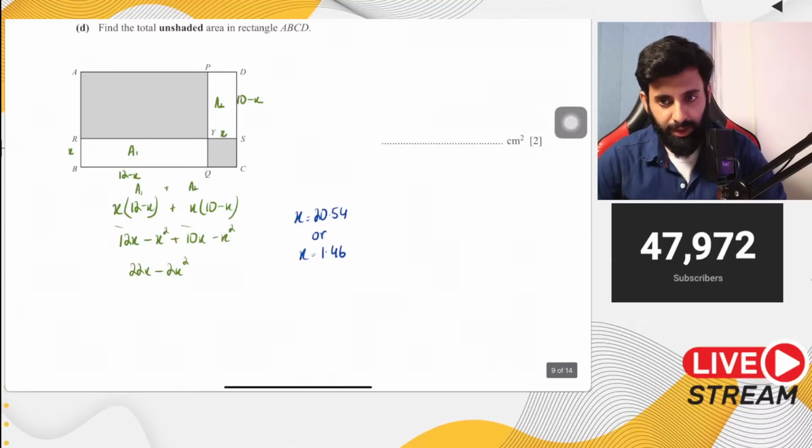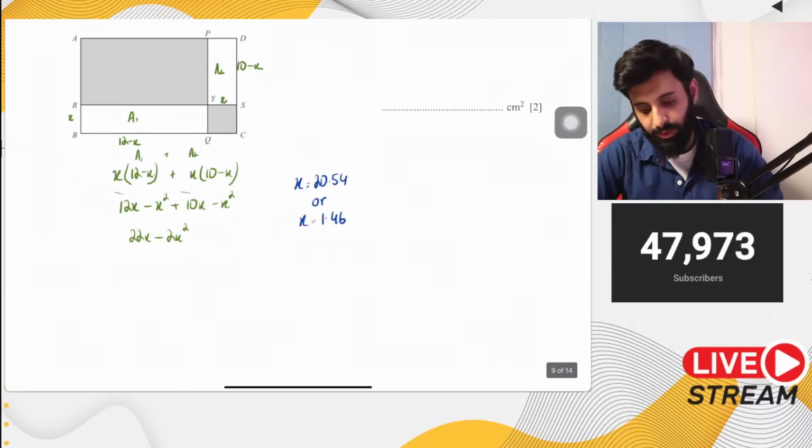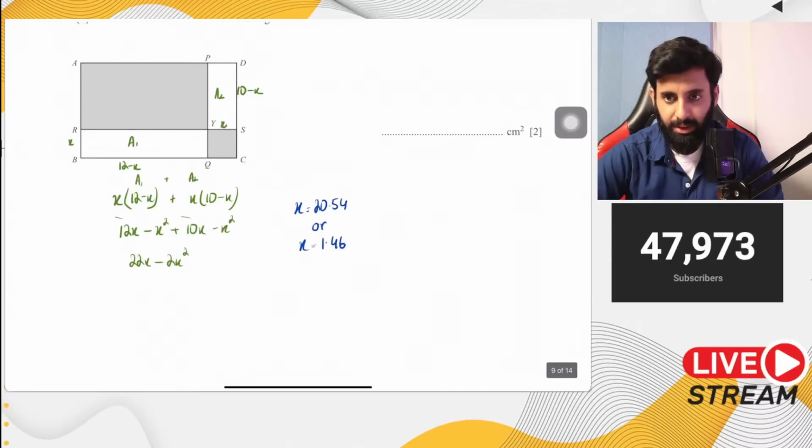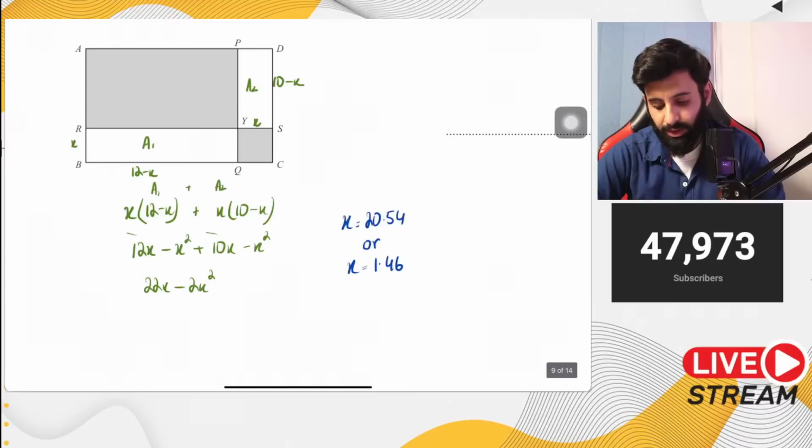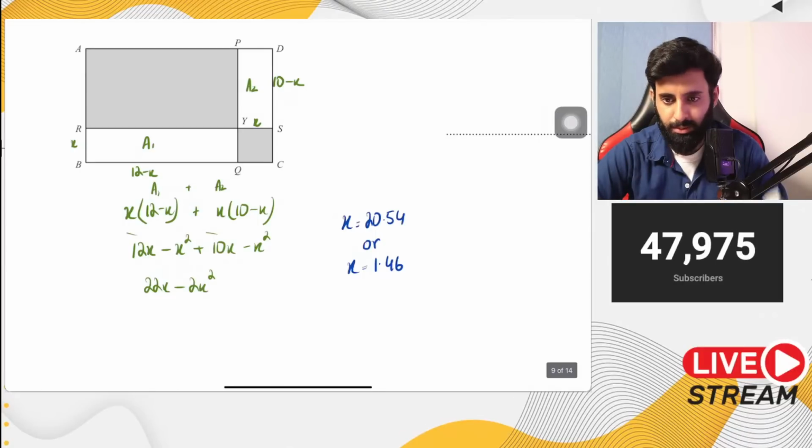Okay, we're not going to go with 20.54. We're going to go with 1.46. My question is why? Why are we going to go with 1.46 and not 20.54? $20.54 out of bounds because area required is small? Nope. That's not why we're going with 1.46.